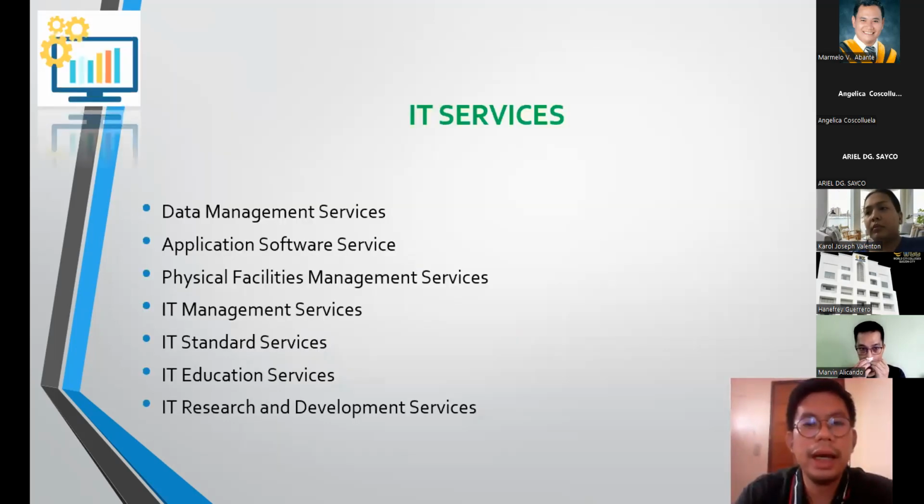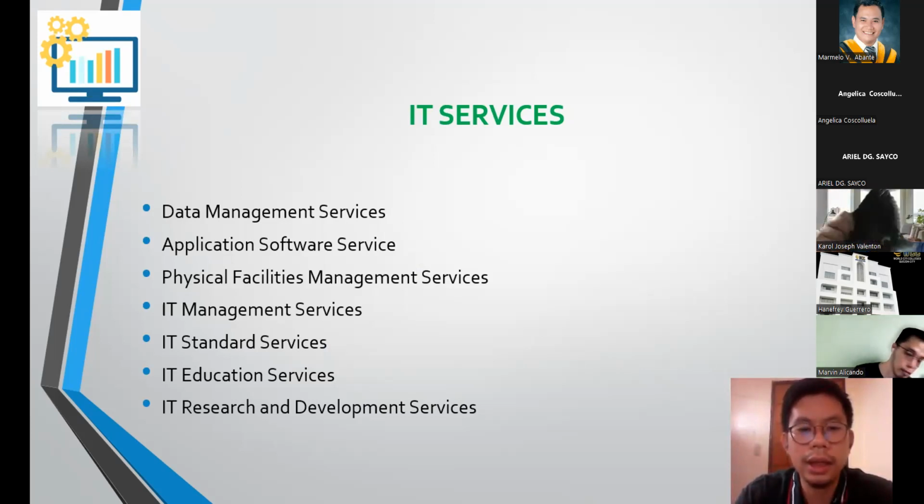The following are the IT services that need to correlate with the IT infrastructure to have a better IT facilities. So these are the data management services, the application software service, physical facilities management services, IT management services, IT standard services, IT education services, and the IT research and development services.